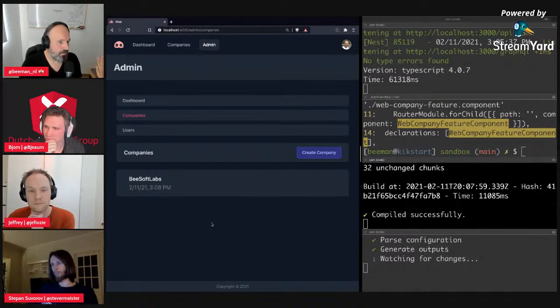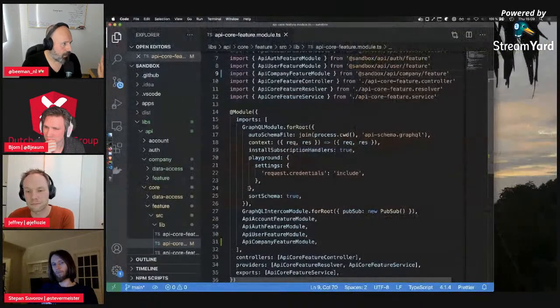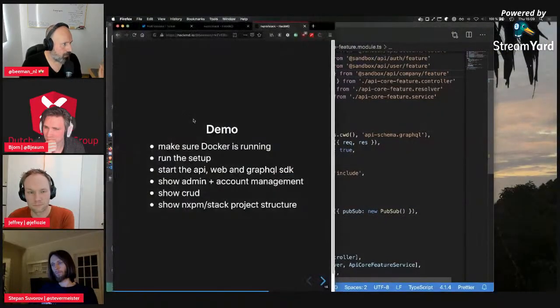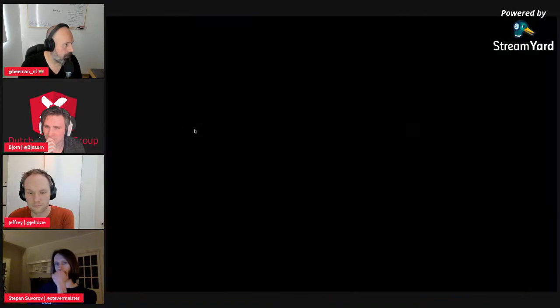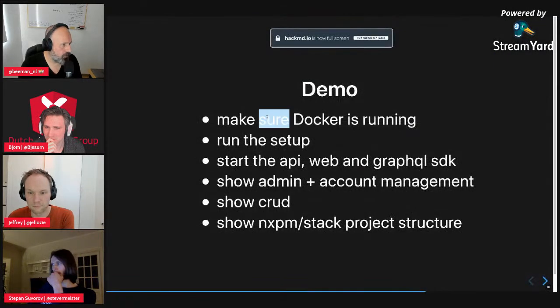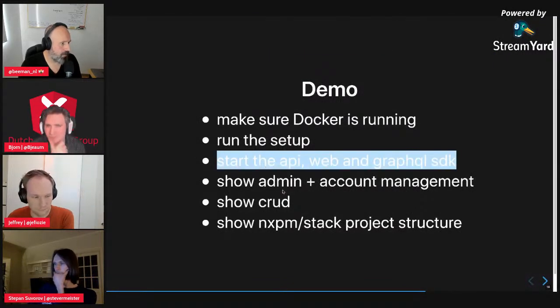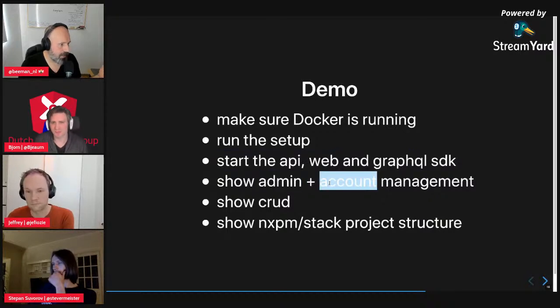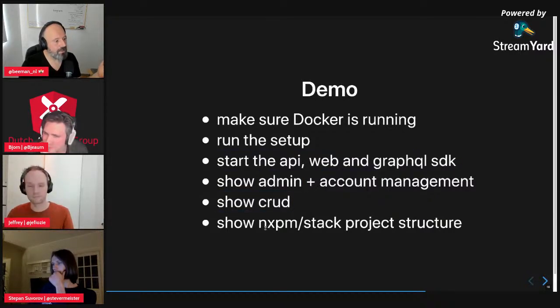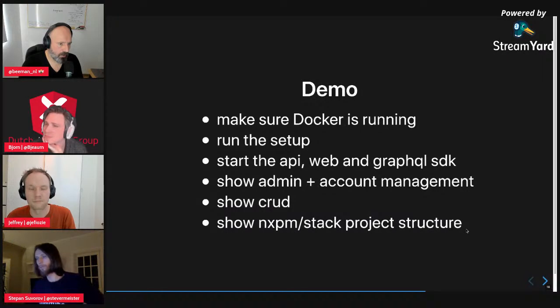So yeah, for the demo, I know we're running short on time. I think I made sure Docker is running. I ran the setup. I started the API GraphQL stack. I showed admin account management. I showed CRUD. I haven't shown the NXPM project structure, but let's leave that for now. That's maybe another topic altogether.